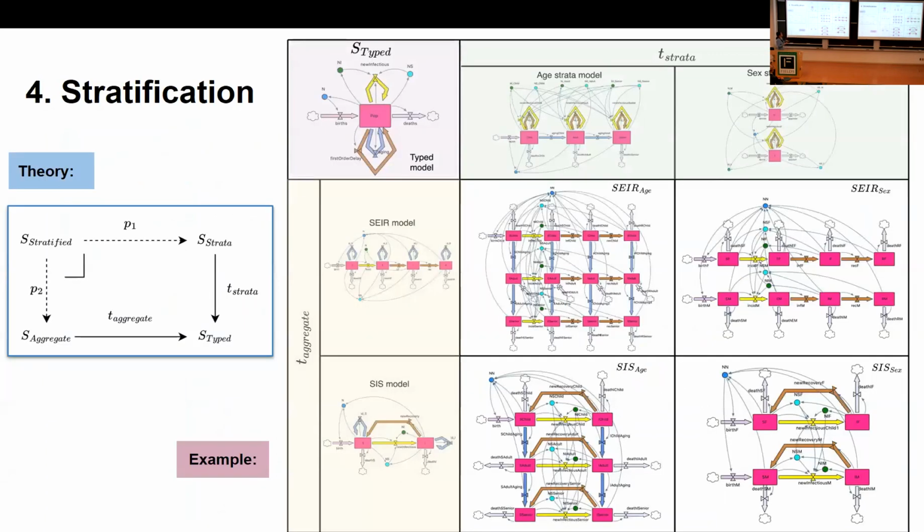Okay, the second framework is the stratification framework. Using the stratification framework, we can build a stratified model based on small pieces of stock flow diagrams. The theory we have used is that the stratified stock flow diagram is the pullback of two stock flow diagrams. For example, in the right figure, we have an SEIR model here, and then we can create a small model like the age strata model. Then we can take the pullback of the SEIR model and the age strata model. Then we can create the stratified SEIR model by age group.